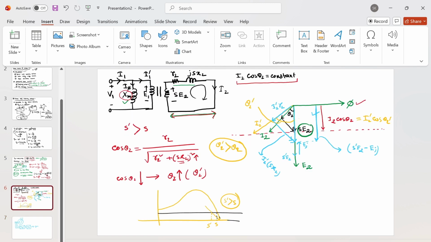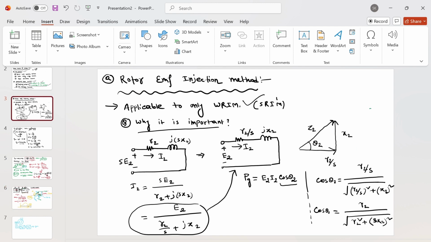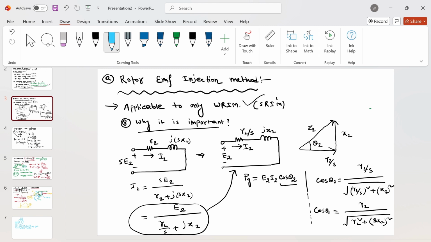Maybe I can summarize one more time. So I hope it is clear why it is applicable only to the slip ring induction motor and why it is important: you need not lose the rotor copper power. There will be losses definitely, but you can recover some amount of power and feed that power to the grid. Okay, and I hope this equation is clear.